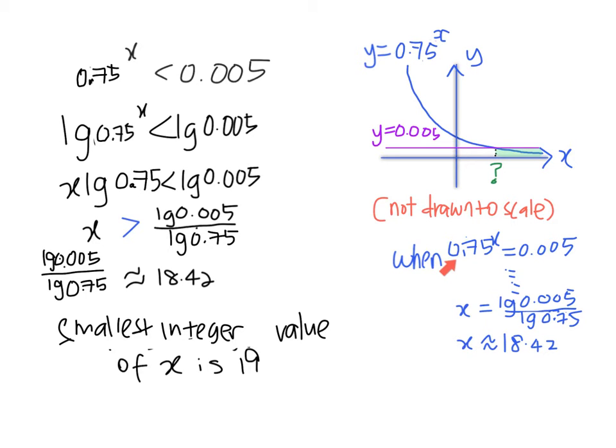Solving this exponential equation, we will arrive at x equals this fraction, which is approximately 18.42 to 4 significant figures. The smallest integer value of x that is in this range will be on the right of 18.42, therefore the answer is 19.